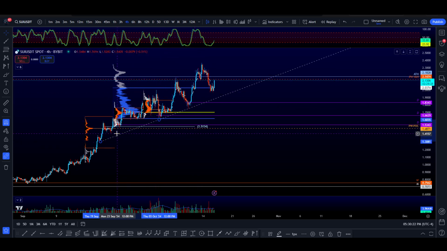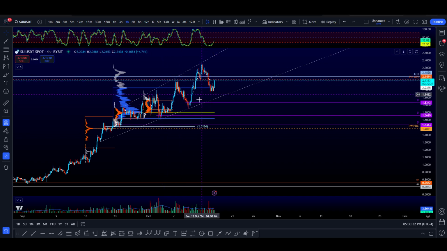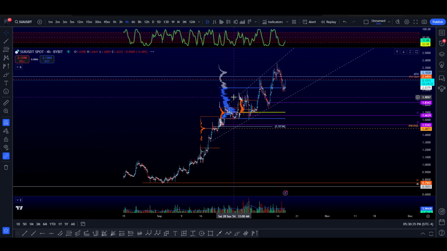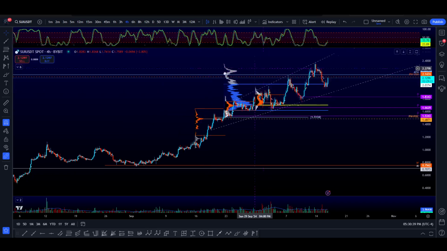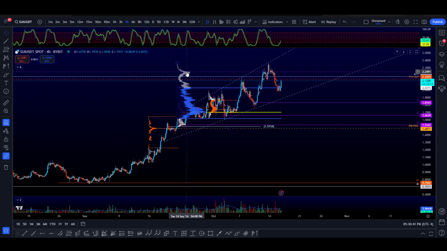Very strong bullish pattern, leading me to believe that we're still going to get continuation to the upside. And as you can see, it respected these highs too as well, right? So very bullish chart.